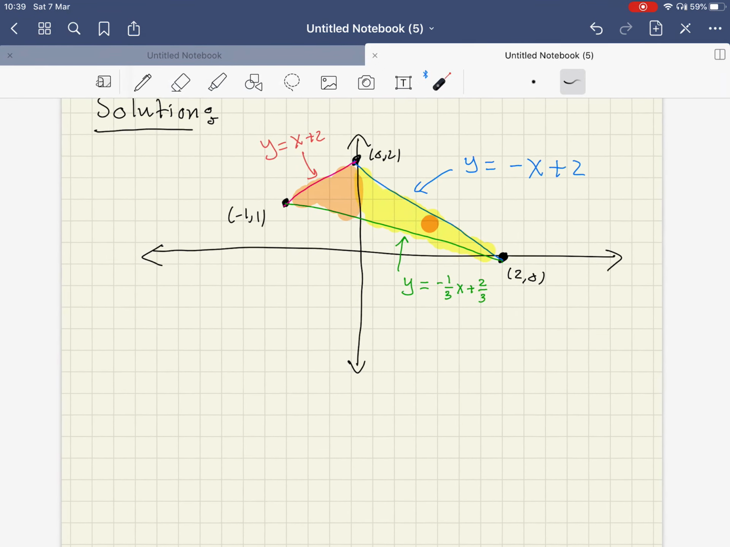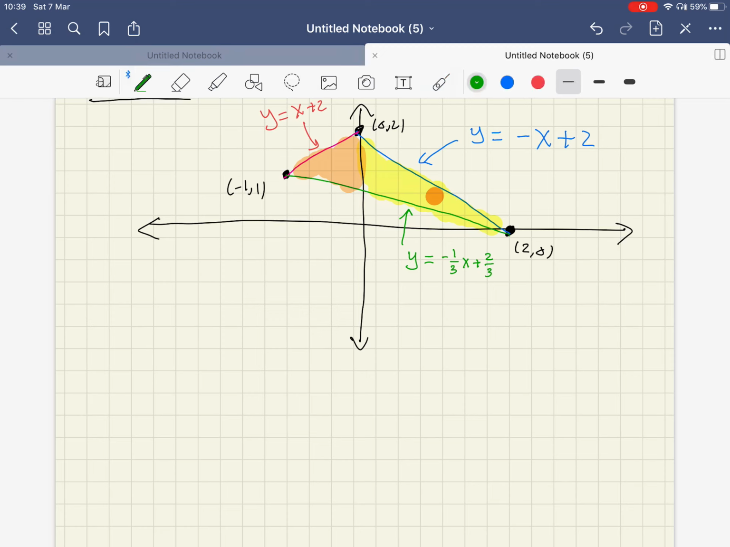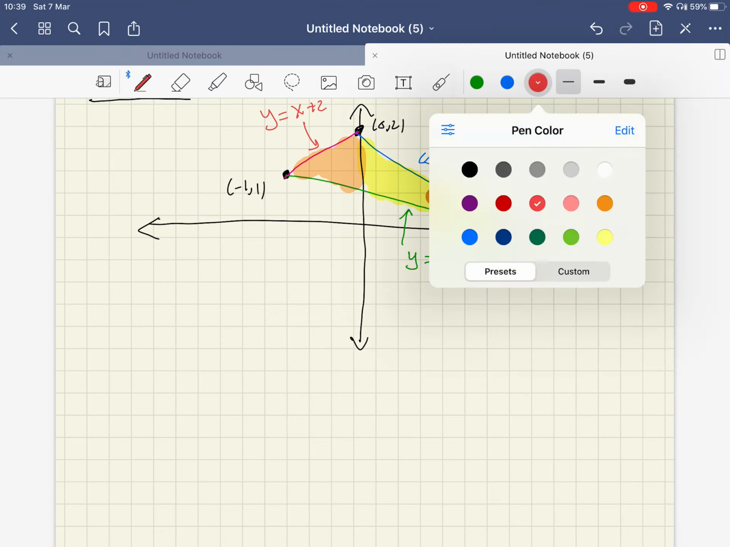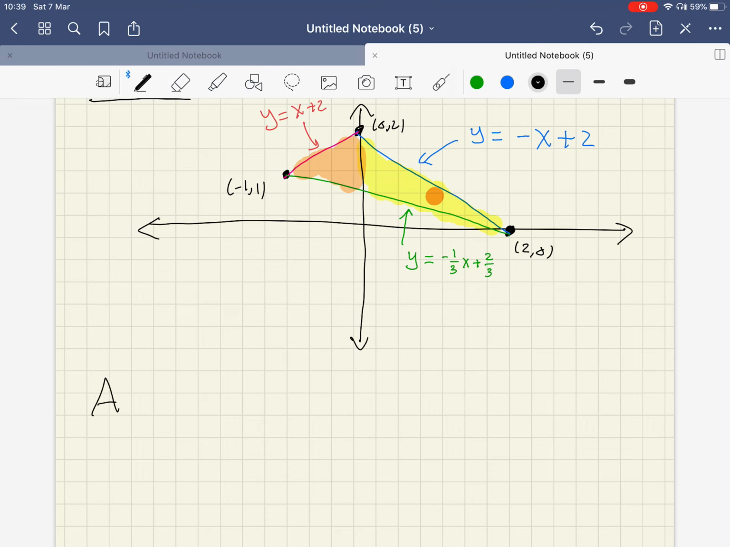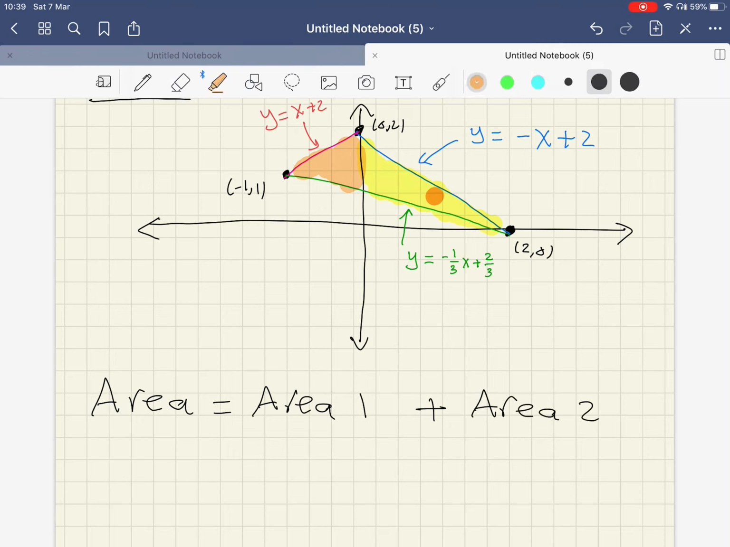So let's go back and find the area now. So the area actually is kind of two areas: area 1 plus area 2. Now what is area 1? Area 2 is the brown color here, and area 1 is the yellow one. If we know how to find one, I think we can find the other one easily. So for area 1, as usual, you have to put your rectangle, and that's my rectangle.